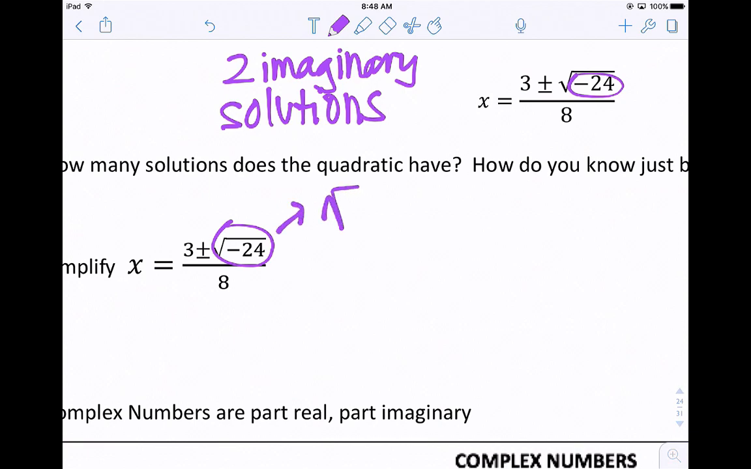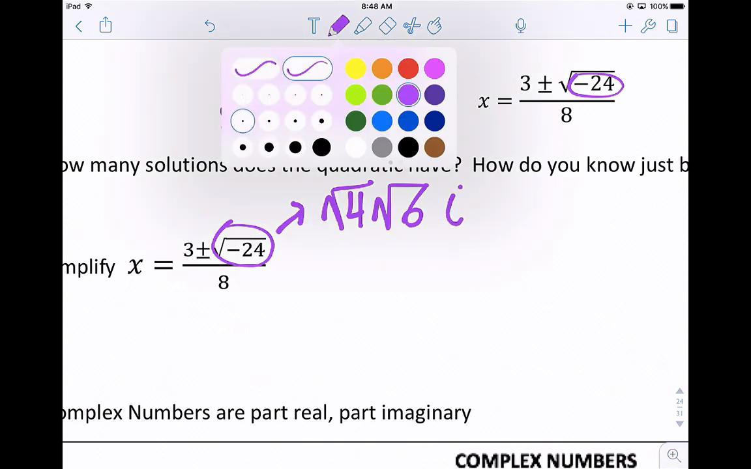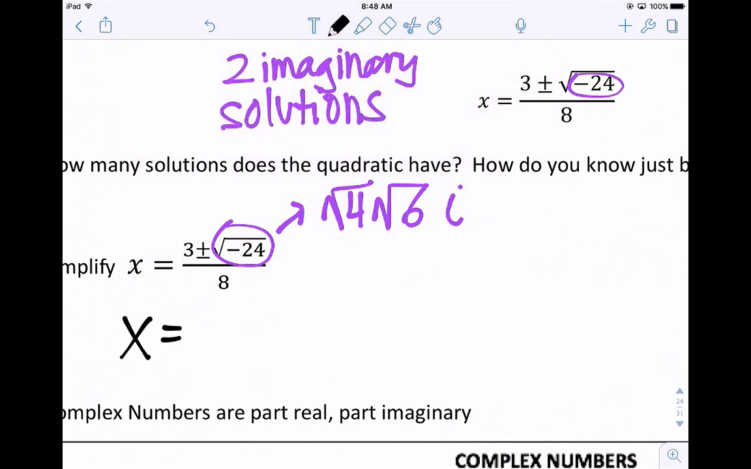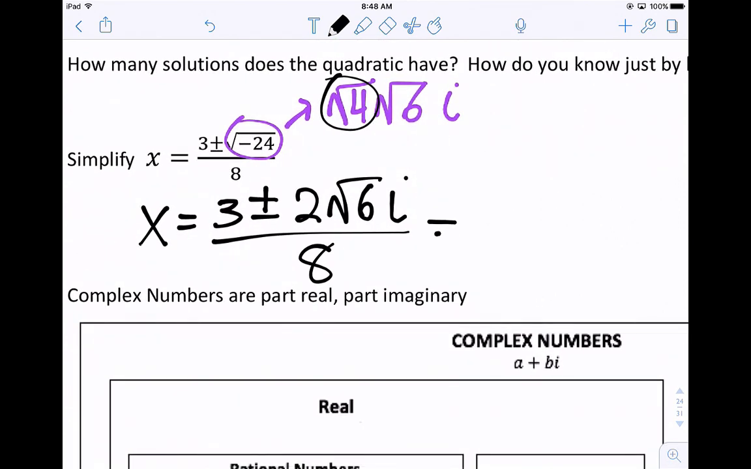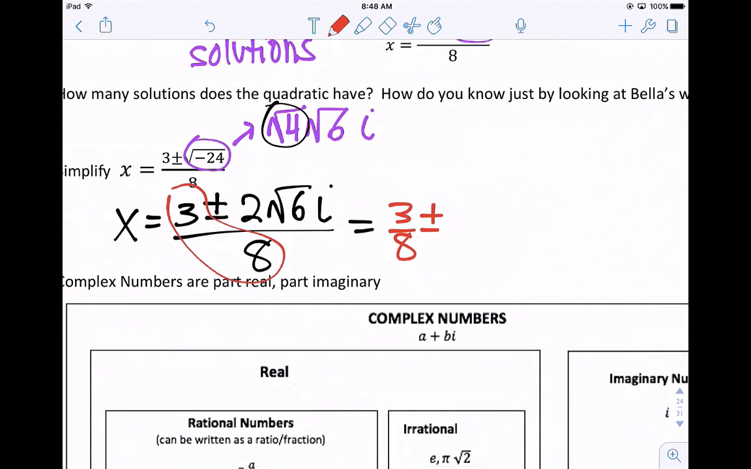So if I rewrite this, this is the square root of 4 times the square root of 6, and then we pulled out the i. So if we rewrite the whole radical, it's x equals 3 plus or minus the square root of 4 is 2, so 2 square root of 6 i over 8. And then we looked at simplifying this, so we're going to pull apart these pieces. The first is this fraction 3/8 plus or minus, and we have 2 square root of 6 i over 8.